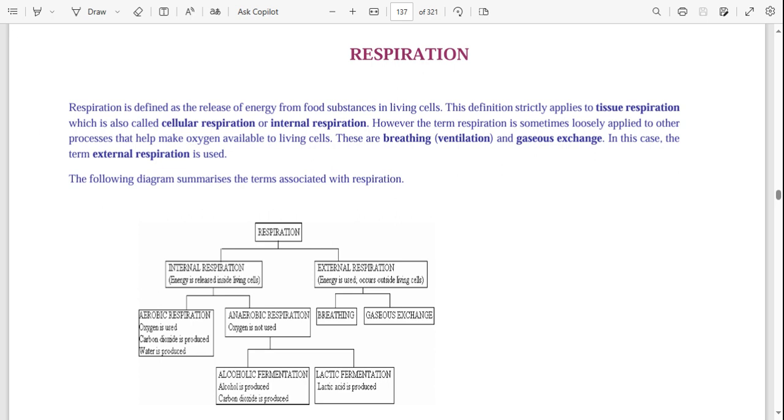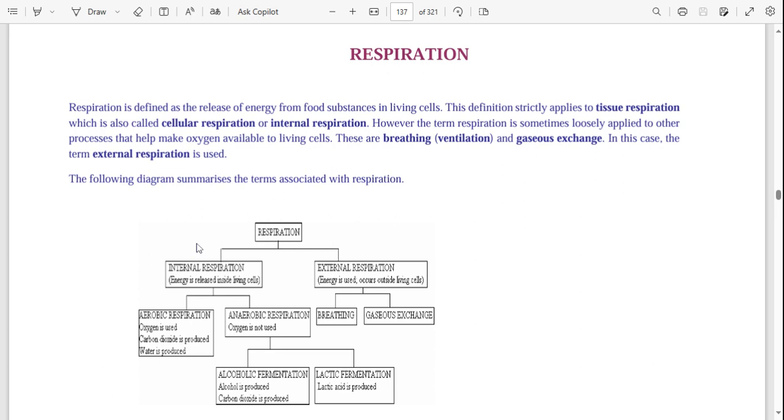So, what is the difference between internal respiration and external respiration? External respiration happens just at the point when oxygen and carbon dioxide are entering and leaving the body via the nose or the lungs. But internal respiration has to do with oxygen being taken into the cells and carbon dioxide being removed from the cells. Okay, so that is it.